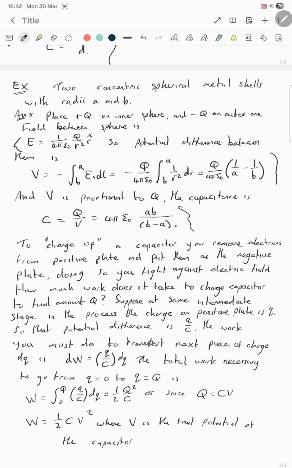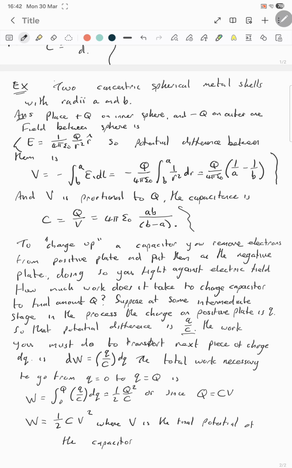To charge up a capacitor, you remove electrons from the positive plate and put them on the negative plate. Doing so, you fight against the electric field. So how much work does it take to charge a capacitor to a final amount Q? Suppose at some intermediate stage in the process, the charge on the positive plate is q, so the potential difference is q over C.